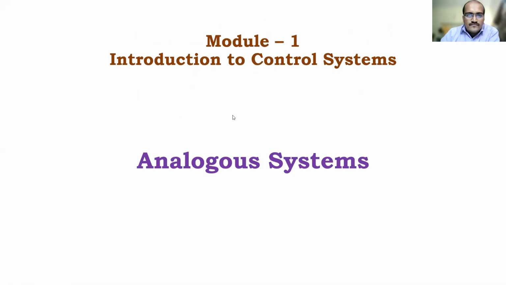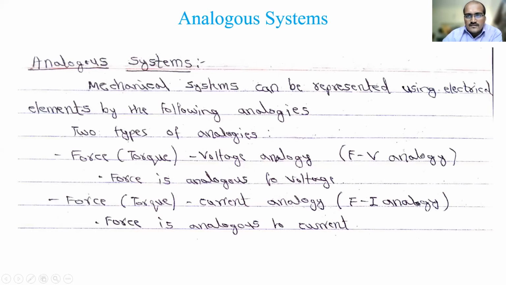So what is an analogous system? A mechanical system can be represented using electrical elements by the following analogies. Yesterday we understood the basic elements of a mechanical system. What are those? Mass, denoted by M, then damper by B, and then spring by K. Similarly, in the rotational system, you have the inertia and the torsional spring, and the spring is again denoted as K.